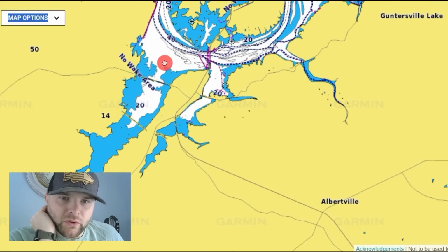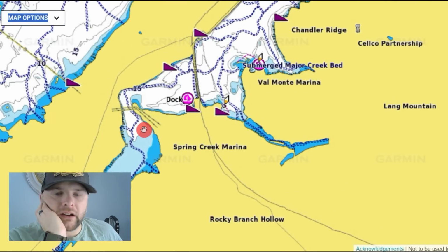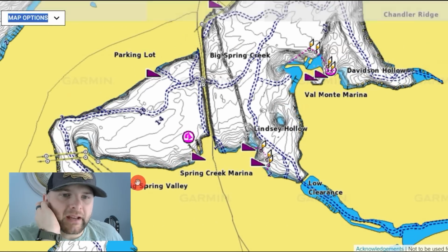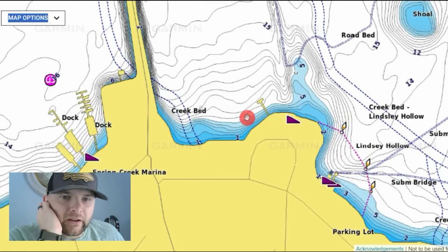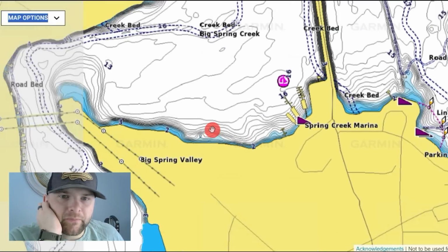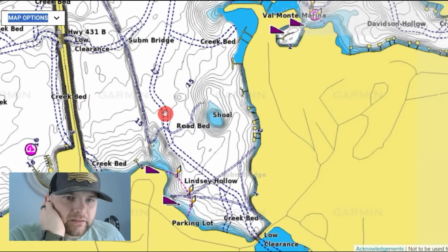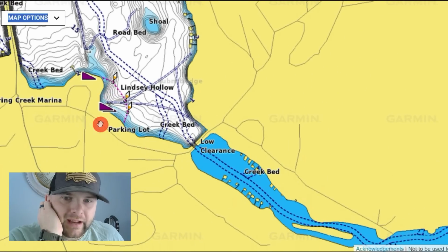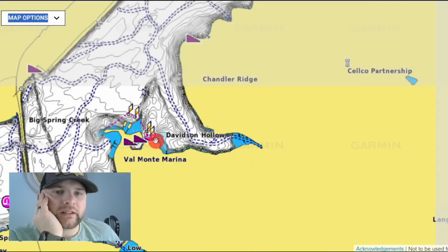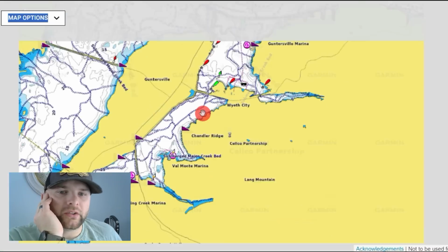You have Spring Creek, which is one of the most popular creeks on Gunnersville, and then you have these little bays coming off of it. So you have Spring Creek, then you have this little bay right here. You have, where's another example? This little bay right here. You have these little bays coming off of creeks, or you can kind of do it all around the lake.